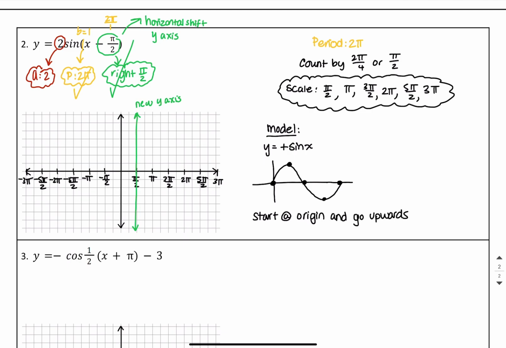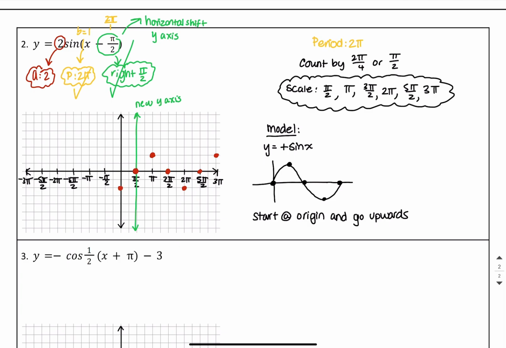And that's what I'm going to do on this graph. So I'm going to start at the new origin, which is right here. And then I'm going to go up the amplitude at my next special place. And then at 3 pi over 2, I'll be back at the middle, then down to the minimum, then back at the middle, then up to the maximum, and that will be what it looks like on the right-hand side of the new y-axis, and then I continue that pattern to the left.